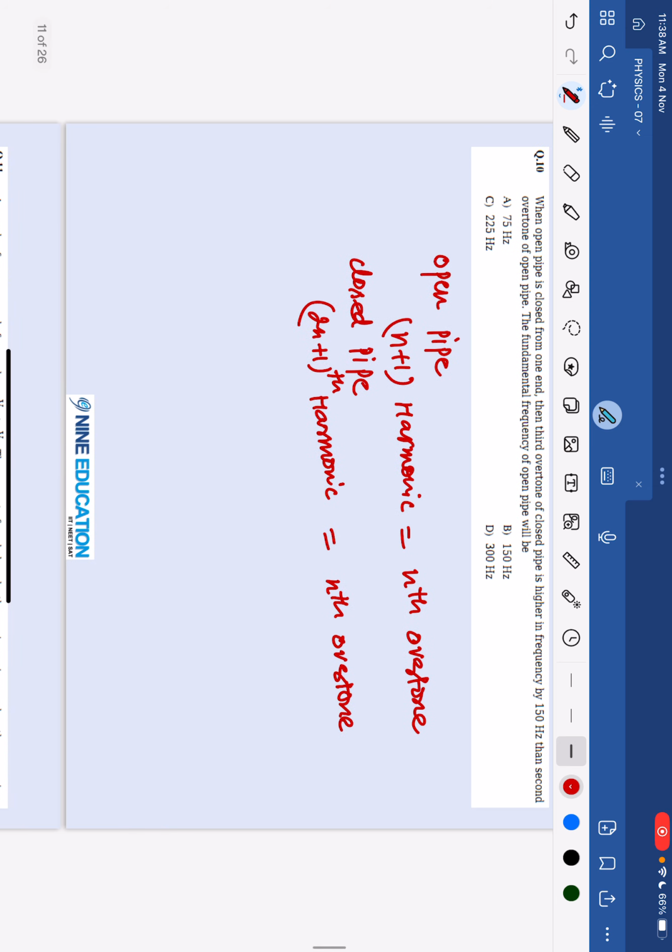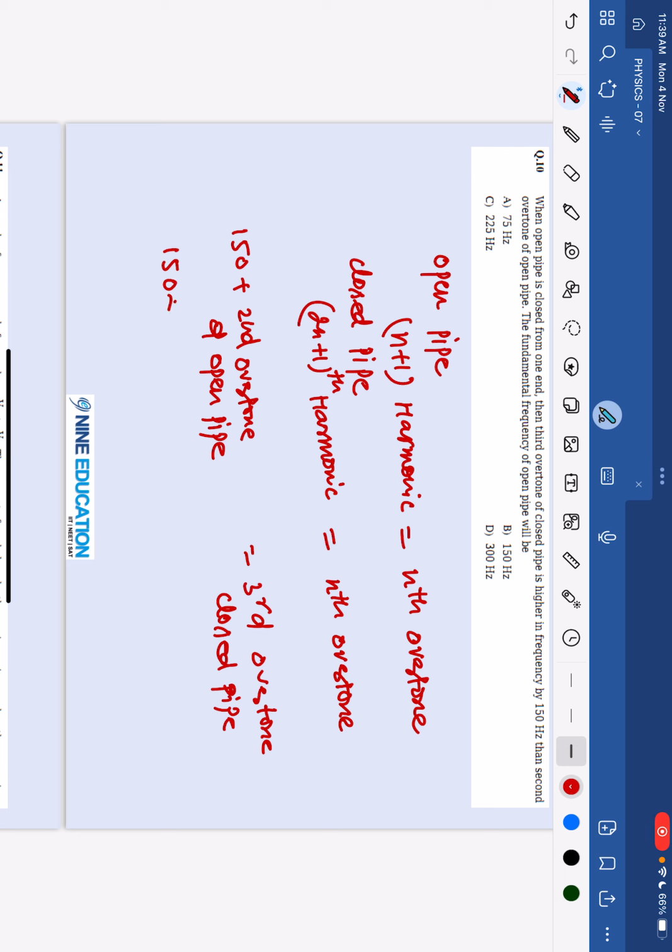So they are saying when an open pipe is closed from one end, then the third overtone of the closed pipe. So basically third overtone, correct? The third overtone of a closed pipe is higher in frequency by 150 Hertz than the second overtone of the open pipe. So this is the third overtone of the closed pipe. On the other hand, we have 150 plus, and they are saying that the second overtone of the open pipe, correct?